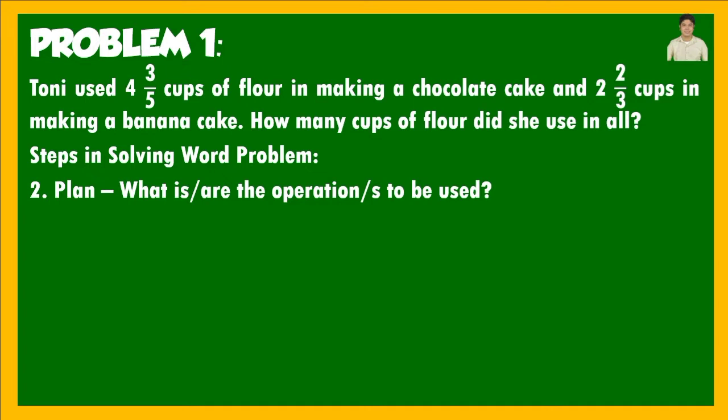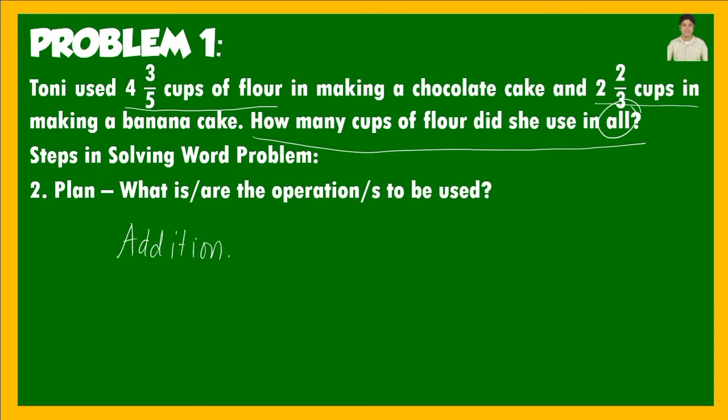Since tinatanong niya dito, how many cups of flour did she use in all? Because of the word all, lahat, ibig sabihin, kailangan nating i-add yung 4 3/5 cups of flour, tsaka yung 2 2/3 cups. So yung operation natin dito is addition. Kailangan nating i-add yung 4 and 3/5 cups na ginamit sa paggawa ng chocolate cake, tsaka yung 2 and 2/3 cups na ginamit naman sa paggawa ng banana cake. Para malaman natin kung ilang yung eksaktong bilang ng cups ng flour na ginamit sa pag-bake ng ating cake.